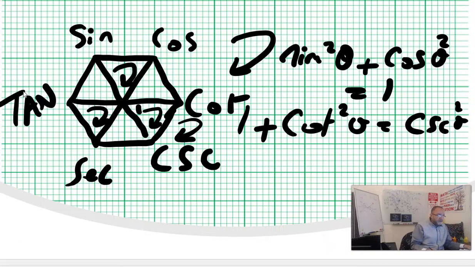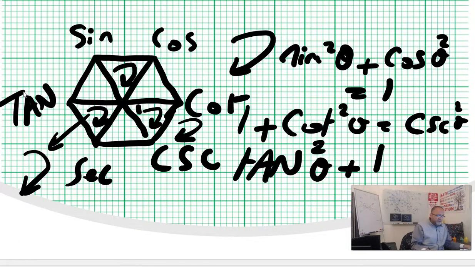And this last one you're going to use a lot. You're going to see it in a lot of simplification when they tell you to simplify. Tangent squared theta plus 1 in this last one here equals secant squared theta.